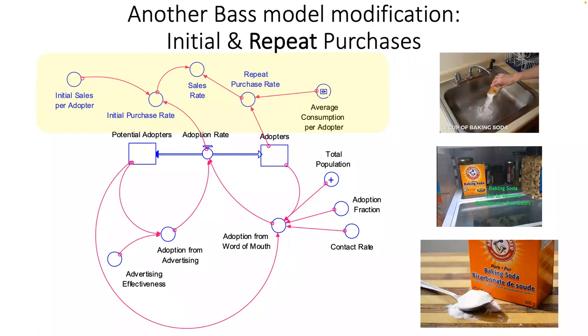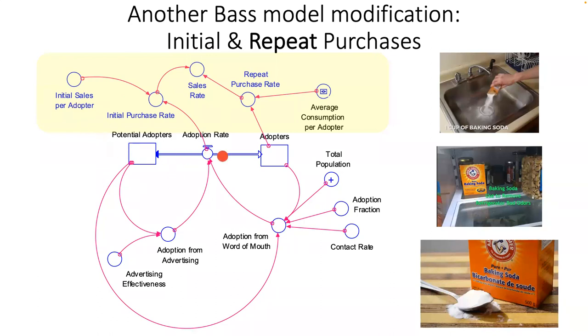This is great because if you just depended on baking soda for baking, unless you do a lot of baking, one box would take a very long time to use. So these sorts of things help you guarantee the repeat purchases. So how do we model repeat purchases with the BAS model? Well, we take our standard BAS model, but then we bolt on this thing at the top where for every adopter, we create a repeat purchase rate, which will just add to our sales rate.